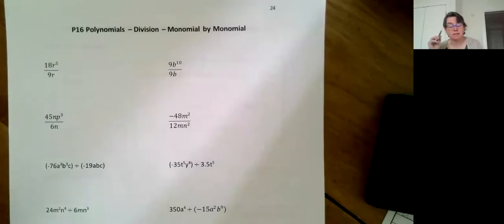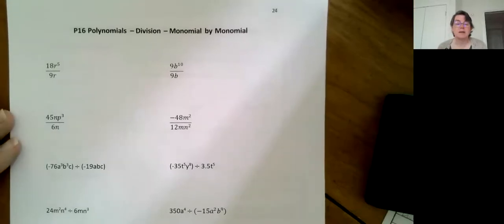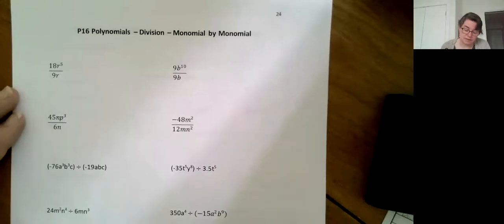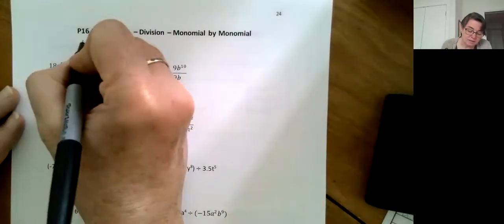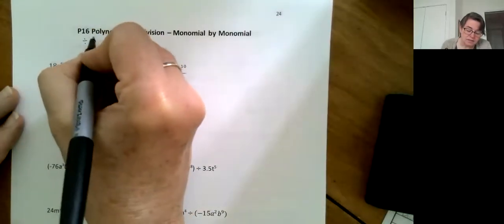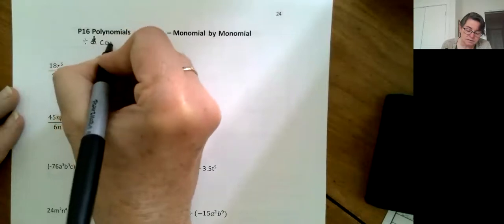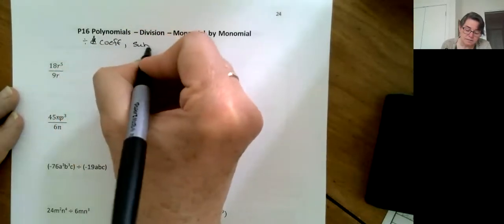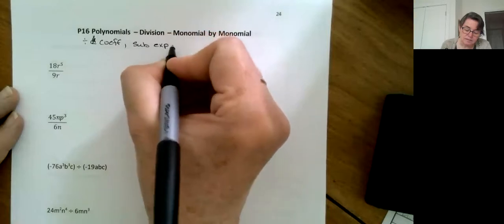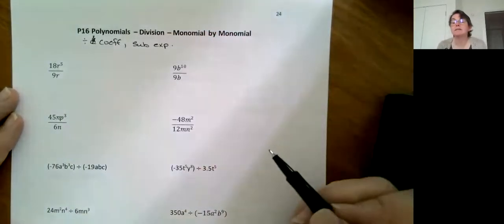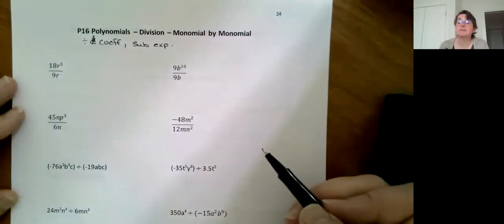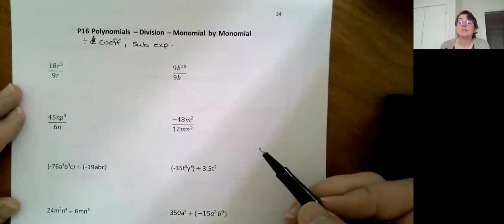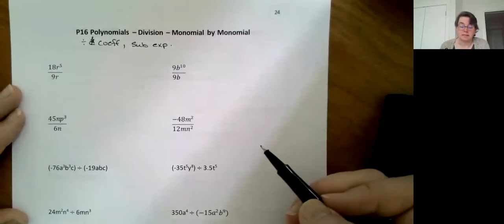Okay, I'm trusting that you did. Let's go through these. These are, as I said, pretty straightforward. So the rule is divide your coefficients, subtract exponents. If you don't know why you subtract exponents, you should go back to one of the previous videos, because there's a couple there that do a really good explanation of that, I think.